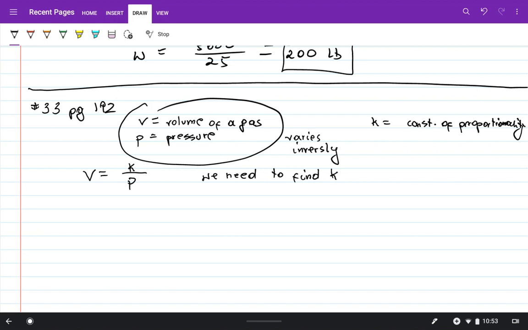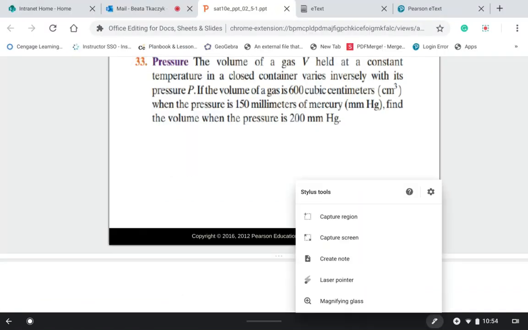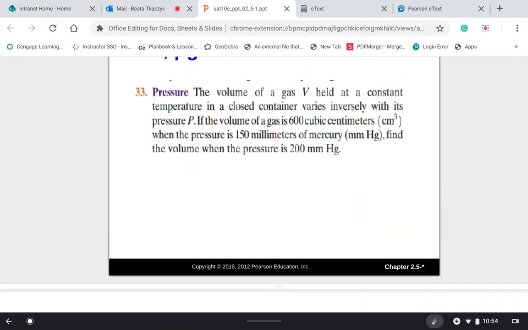How are we going to find that constant? By using info from the text, that when volume equals 600, I'm going to skip the units, guys, pressure will be 150. Okay, so I'm going back to the text. You guys see from where I took that. They give you that information in the second sentence. If the volume of gas is 600 cubic centimeters, then the pressure is 150 millimeters of mercury. So I'm using that information to find K.